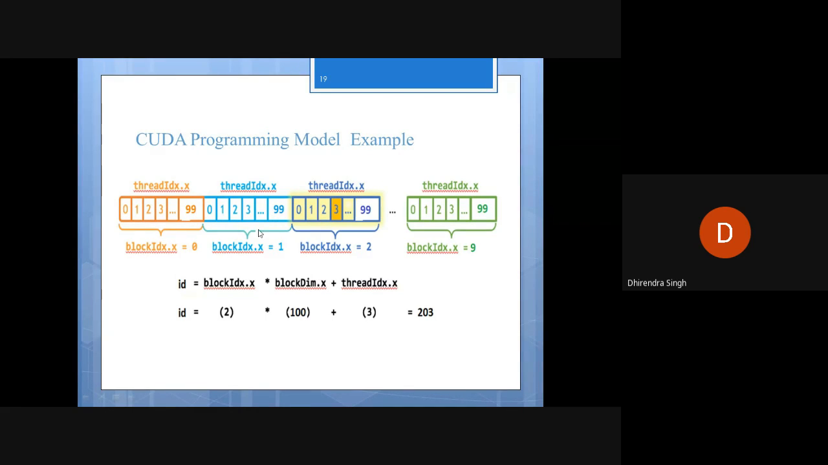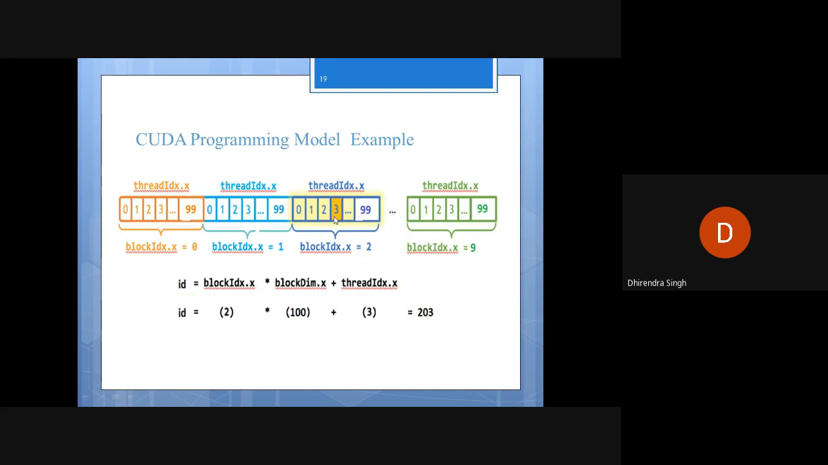Now come to block number 1. Again, in block number 1, the threads will have thread ids 0 to 99. Very much similar to that, in block number 2, all the threads will have numbers 0 to 99. Then finally, in block number 9, the threads will have their ids from 0 to 99. So this is the logical thread arrangement inside a grid, a grid of threads, you can say.